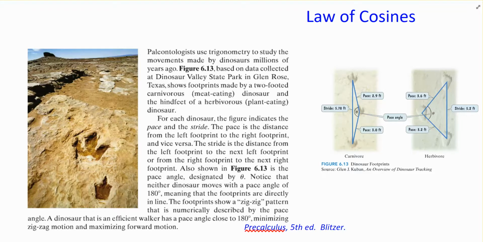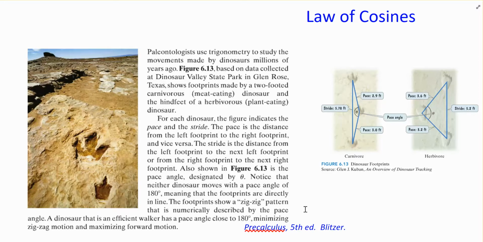We're going to continue our discussion on how to handle triangles that are not right triangles with the law of cosines. There's a couple of interesting facts that came out of the book that I'm just going to highlight for you real quickly. This is a picture from Dinosaur Valley State Park, here in Glen Rose, Texas. It's a really cool place to go because there are footprints that have been preserved there.